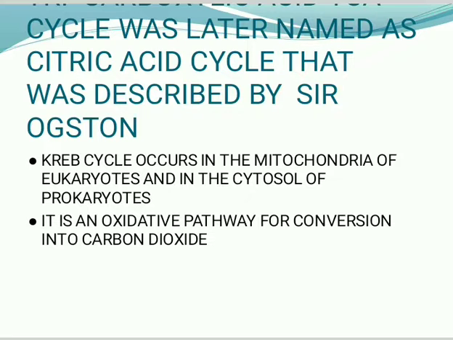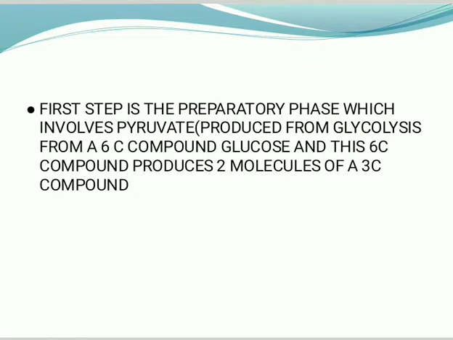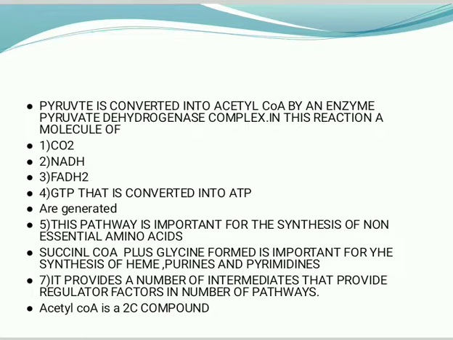The Krebs cycle is an oxidative pathway for the conversion into carbon dioxide. The first step is the preparatory phase, which involves pyruvate. And what is pyruvate? We know that from glycolysis, pyruvate molecules are produced. Pyruvate is converted to acetyl CoA by an enzyme, the pyruvate dehydrogenase complex. In this reaction, a molecule of carbon dioxide, NADH, FADH2, and GTP that is converted into ATP are all generated. This pathway is important for the synthesis of non-essential amino acids.